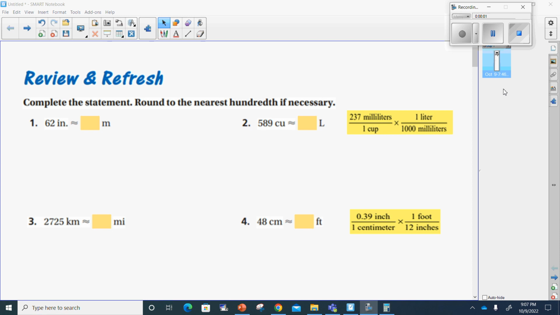My 7th grade advanced class. Let's go and knock out this homework. I've got all the odd ones. Let's begin. First, it says complete the statement, round to the nearest hundredth if necessary.